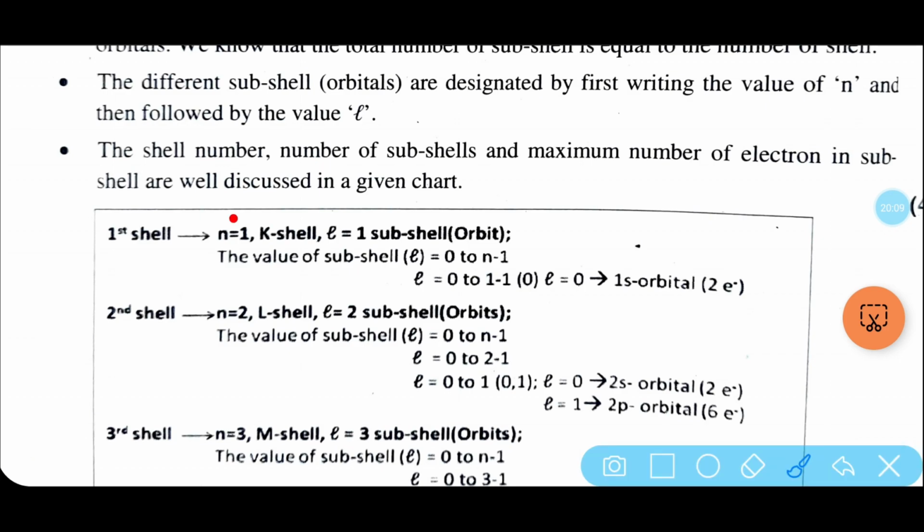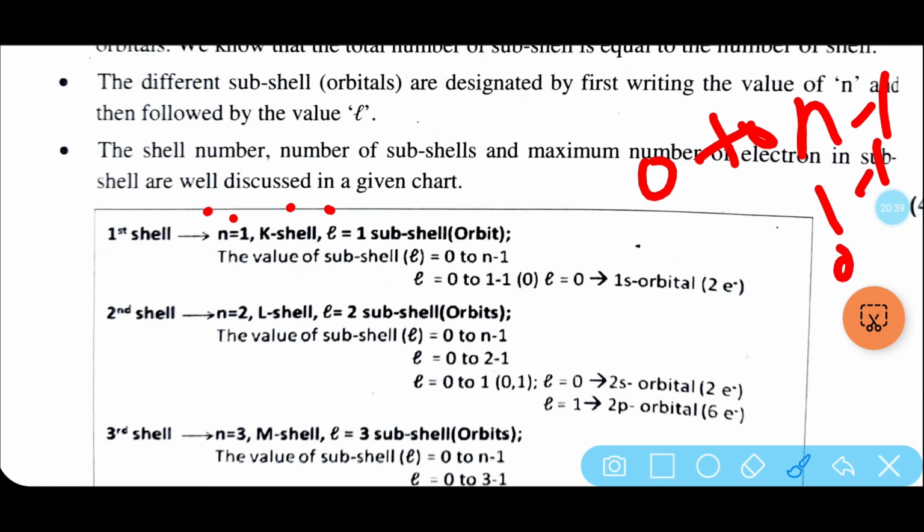So if n is equal to 1, that is the principal quantum number is 1, that means there is a K shell in the atom and it has subshells. That means l is the azimuthal quantum number. Because we have the formula we have seen above, the values of l are 0 to n minus 1. So we put the value n is equal to 1. So 1 minus 1 is equal to 0. So if n is equal to 1, l has only one value. That means that orbit has only one subshell.